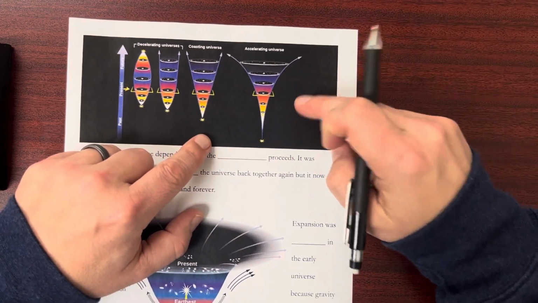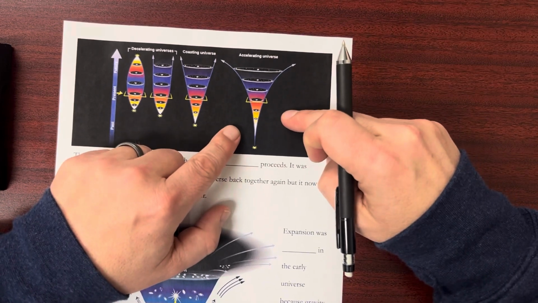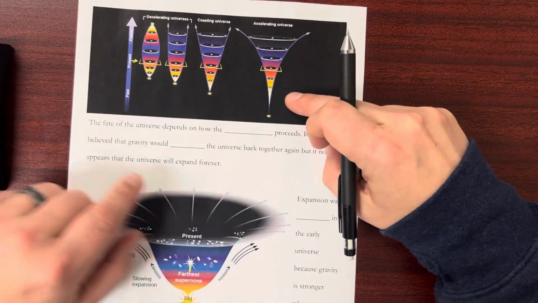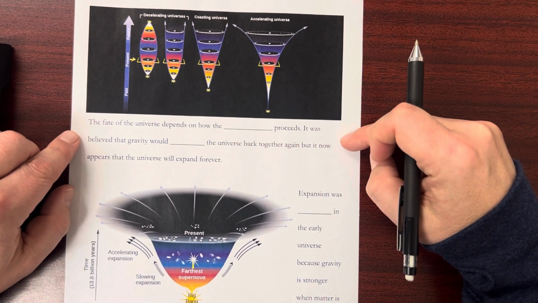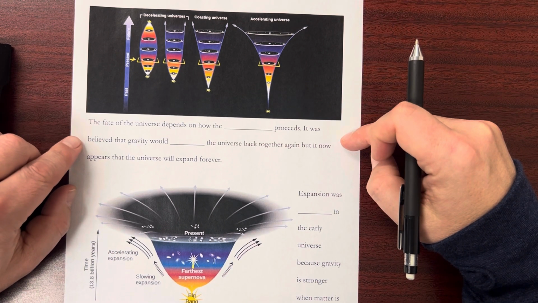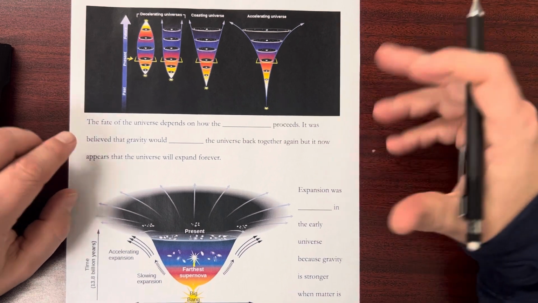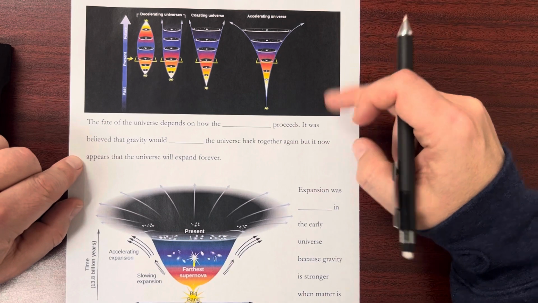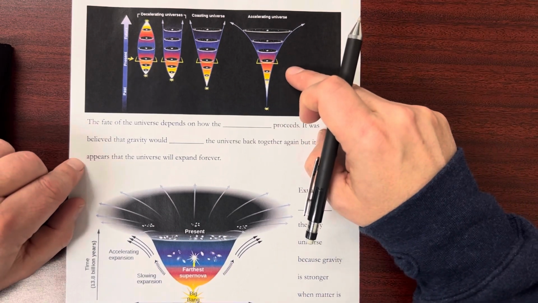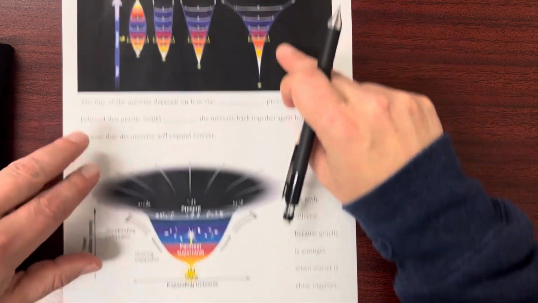But what it now looks like is this model here. So this is the one we're going to talk about. The fate of the universe depends on how the expansion proceeds. It was believed that gravity would pull the universe back together, but it now appears that the universe will expand forever.